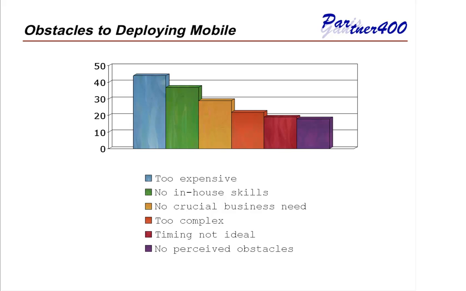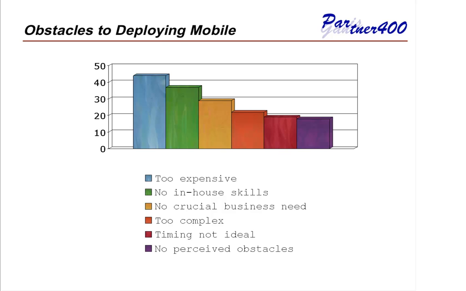Obstacles, too expensive. Of course, too expensive also, to a certain extent, encompasses no in-house skills. If you haven't got in-house skills, you've got to buy it, and that's going to add to this factor. So those two are not, in all probability, exclusionary. No crucial business need. And again, I think that in many respects speaks to a lack of forethought rather than to any true business needs.